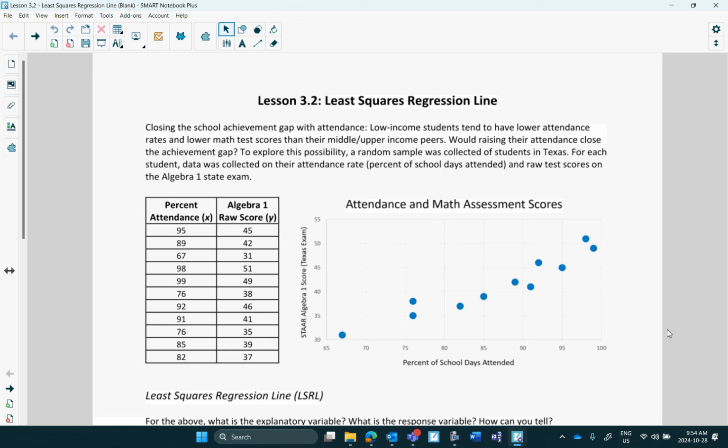And we did talk a little bit about a line that we could put on the scatter plot that would best describe the relationship. That's really what we're going to focus on. We didn't go too much into it, so we're going to focus on that. And it is also called the line of best fit.